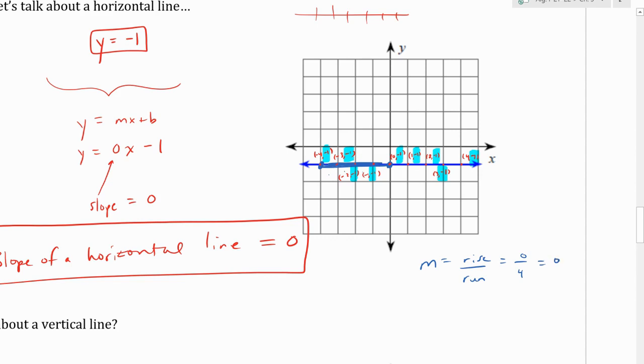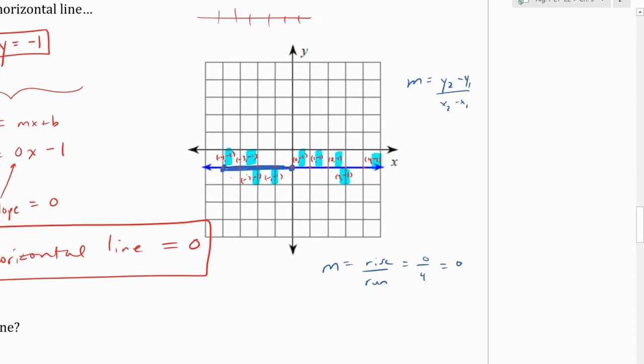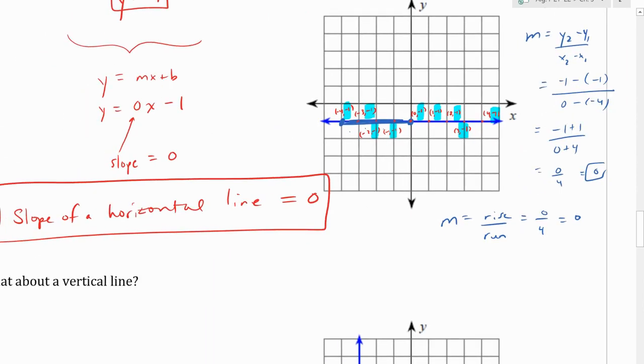Slope 0. If I were to do the slope formula using those 2 points, remember second y minus the first y all over the second x minus the first x. So what 2 points did I pick? (-4, -1) and (0, -1). Second y is -1, first y is -1, second x, first x. -1 plus 1, 0 plus 4, 0 over 4 gives you 0. Because 0 divided by a number is just 0. So slope of a horizontal line is 0.